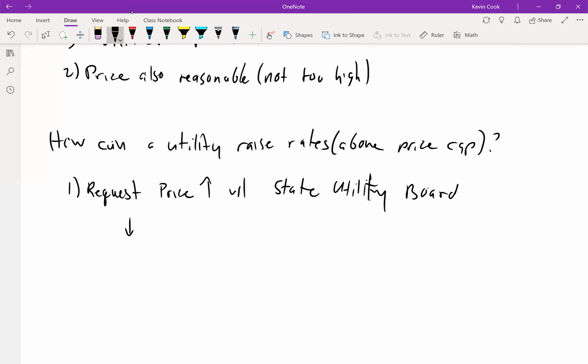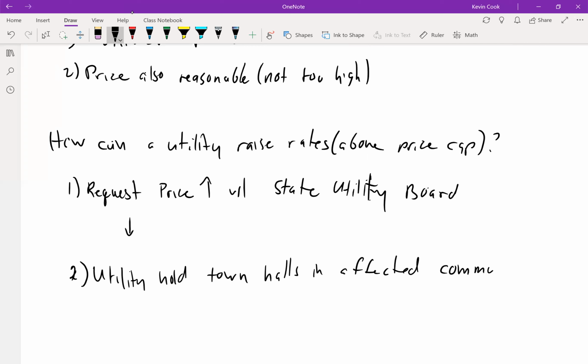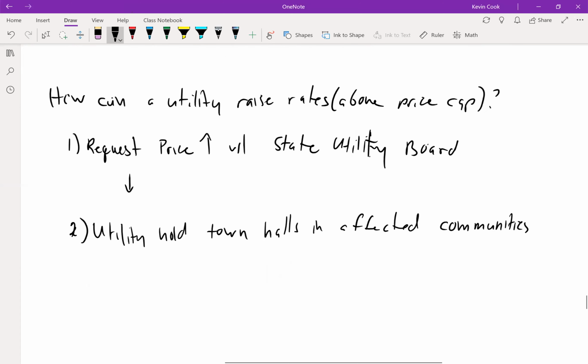So then after they request this price increase, the firm, or I'm going to say the utility, will hold town halls in the affected communities. And we saw this. So in the case of Alliant and Boone and throughout the state of Iowa, Alliant posted little things. They said, "Hey, we are proposing a rate increase. We'll have a town hall or some similar type of event, spread throughout the state to kind of talk about what they did."